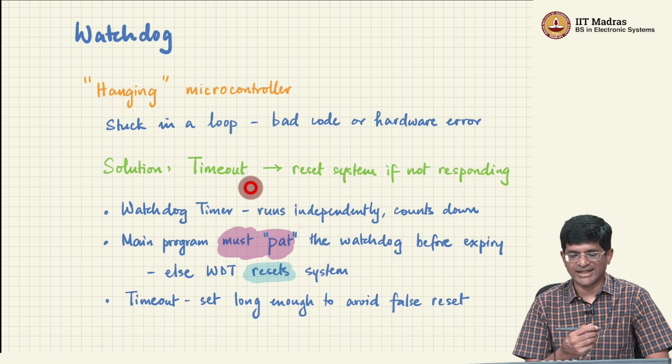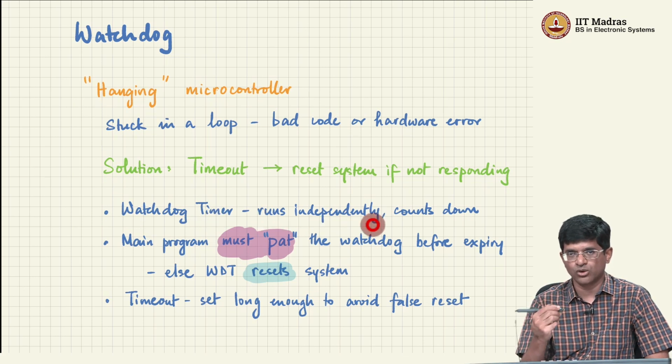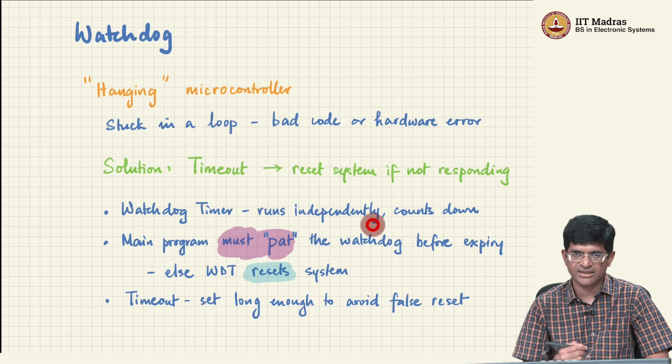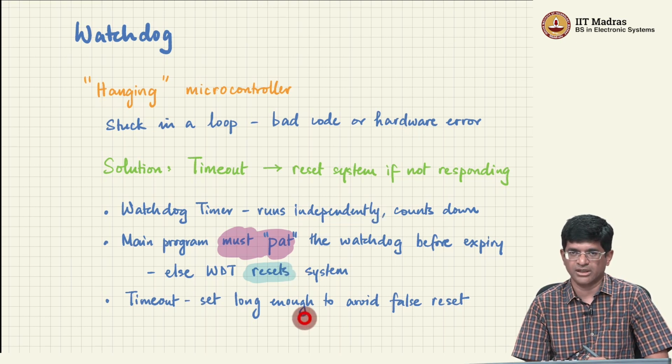This is where the independent timers that are available in microcontrollers come into play, right? In particular, many microcontrollers have this thing called a watchdog timer. It runs independent of the CPU and usually counts down from some number until it hits 0. If it ever hits 0, the idea is there was a problem, right? And the terminology that is used is the main program must pat the watchdog at regular intervals.